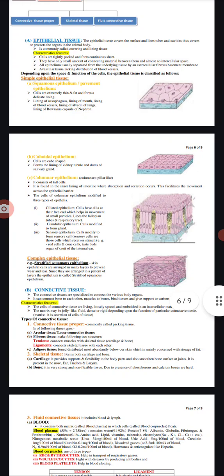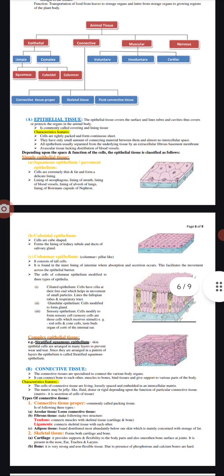Okay, so that is the epithelial tissue. That's all for today. We will discuss connective tissue and muscular tissue, then nerve tissue in the next class.